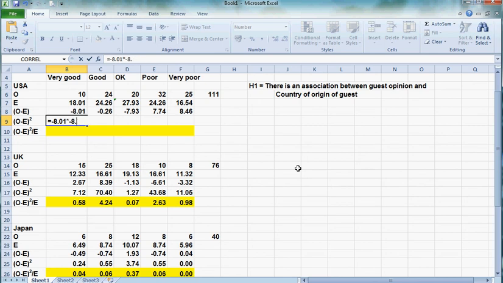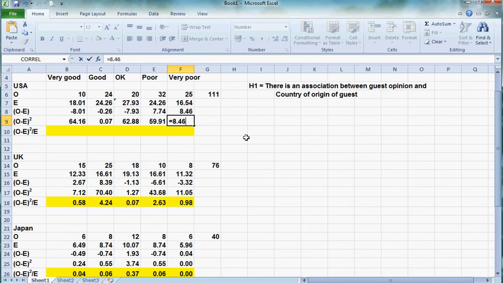You'll notice that when you multiply two minus numbers together, the result is always a plus number. So minus 0.26 times minus 0.26 equals minus 7.93 times minus 7.93 equals 7.74 and 8.46 times 8.46.